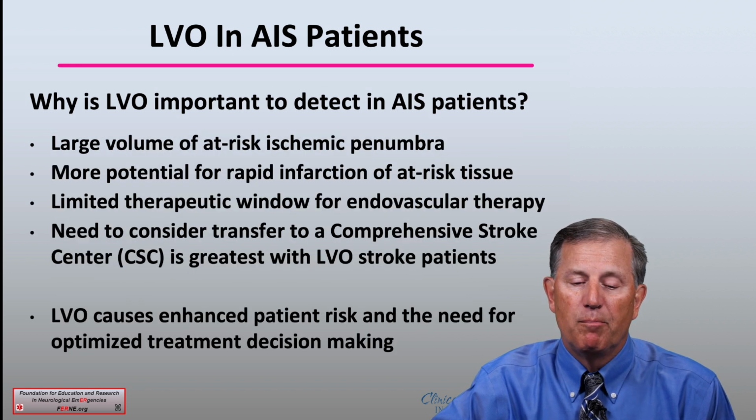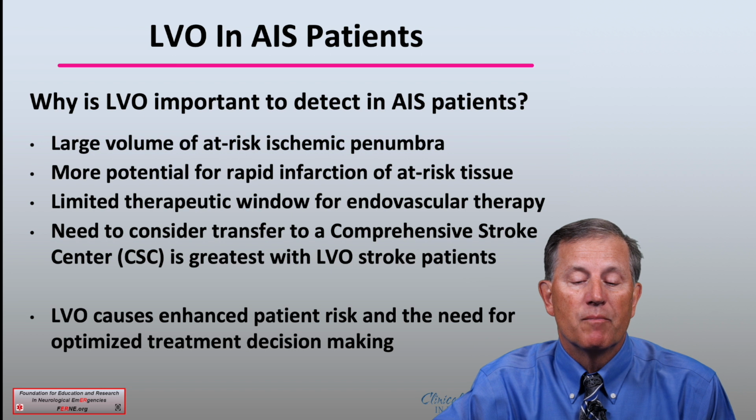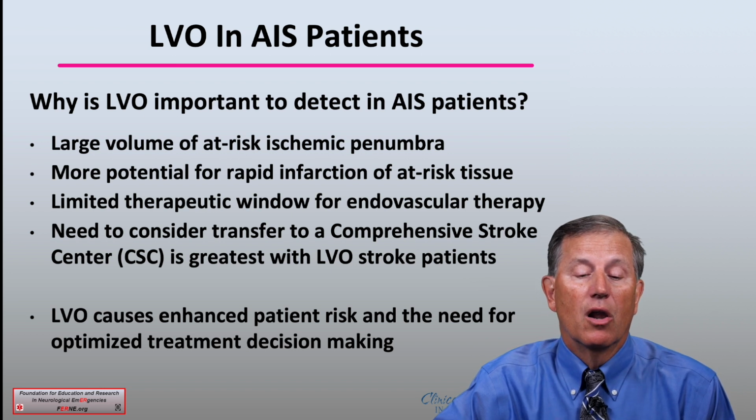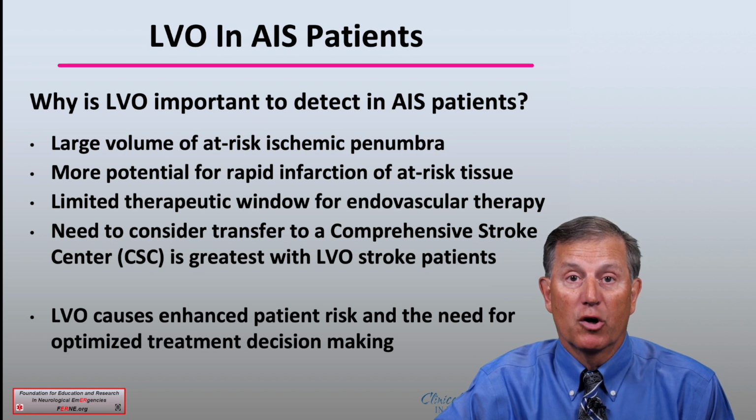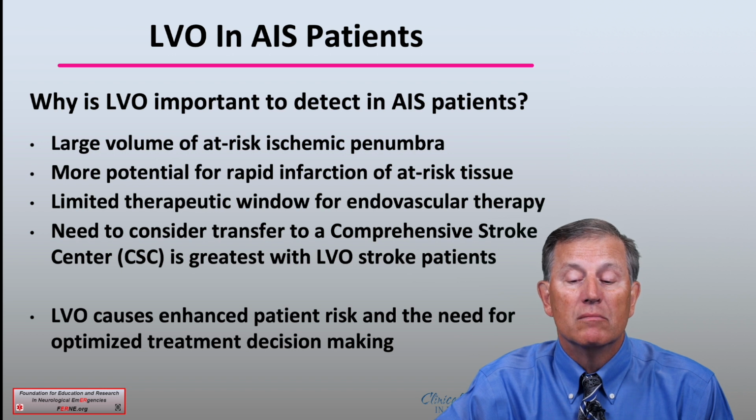And so why is it important to detect these LVOs? Large vessel occlusions often will cause a large volume of at-risk ischemic penumbra, which requires acute therapy. There's a greater likelihood for a rapid infarct to grow rapidly in this at-risk tissue, especially with the presence of an LVO.